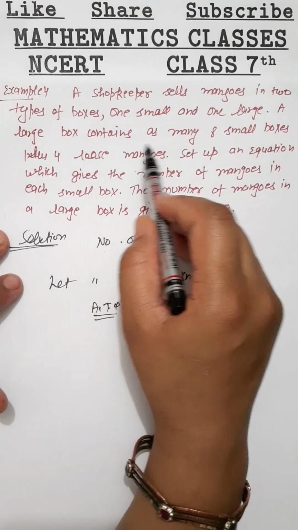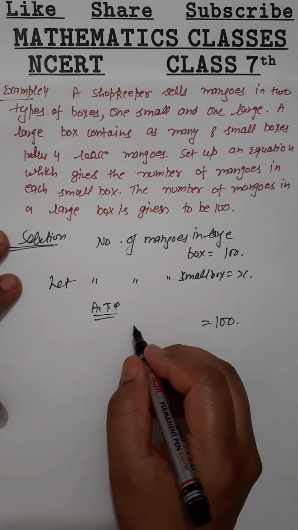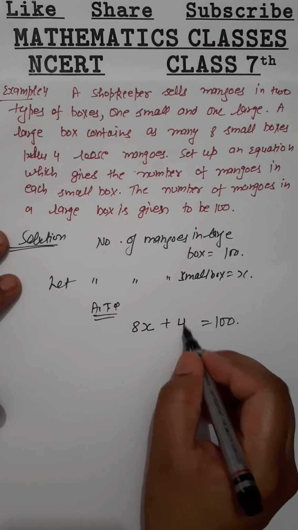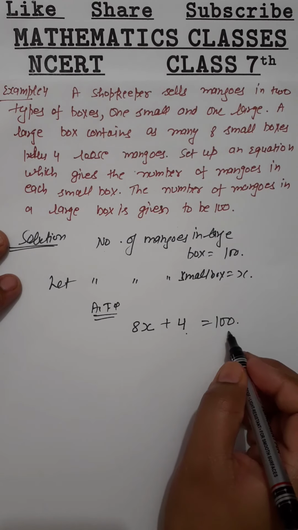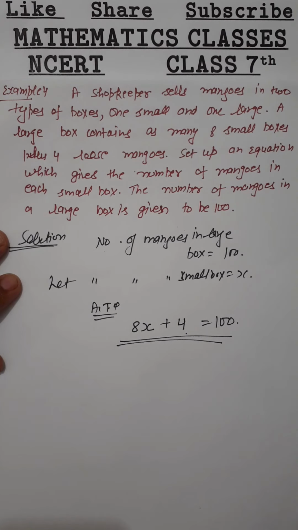A large box contains as many as 8 small boxes, meaning 8x, plus 4 loose mangoes. That is the big box. In the big box, how many mangoes? 100 makes the situation. Okay guys, clear?